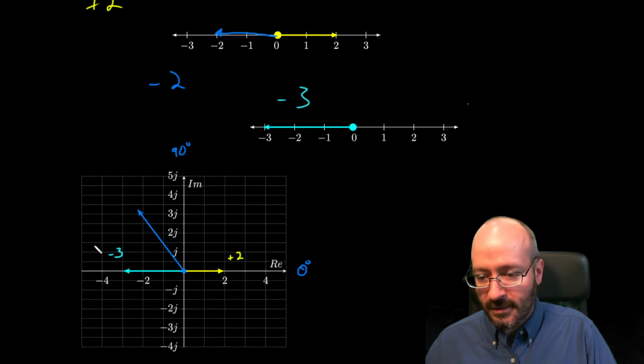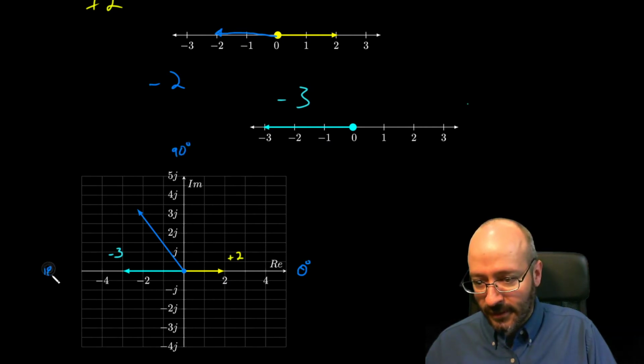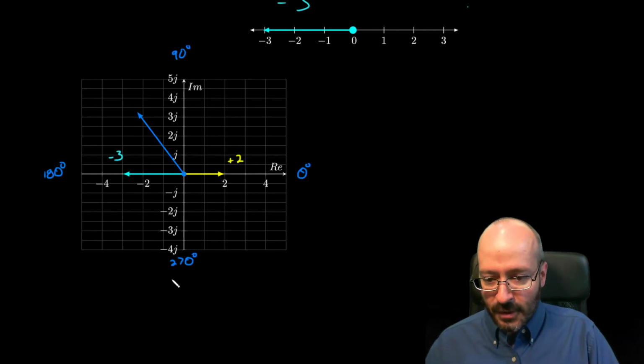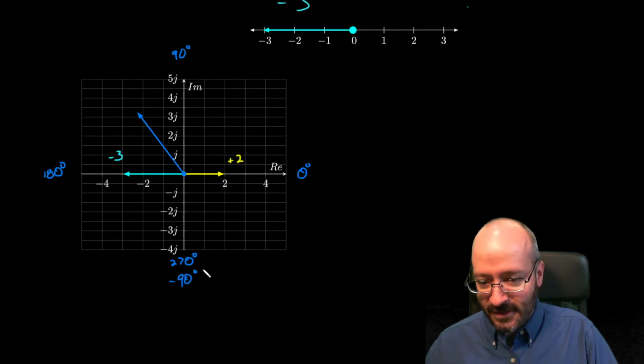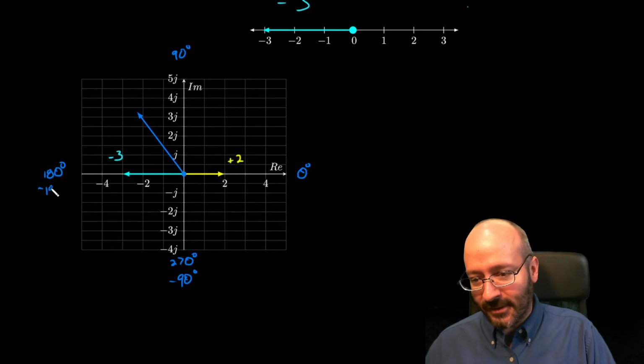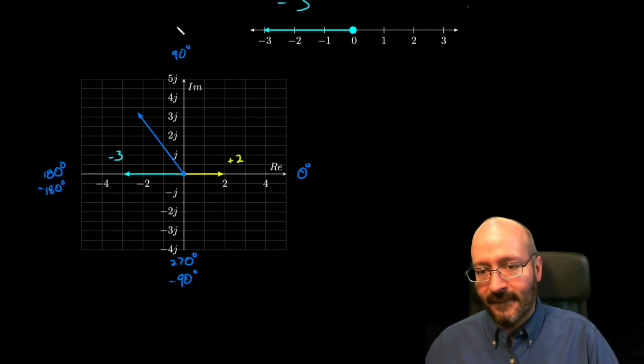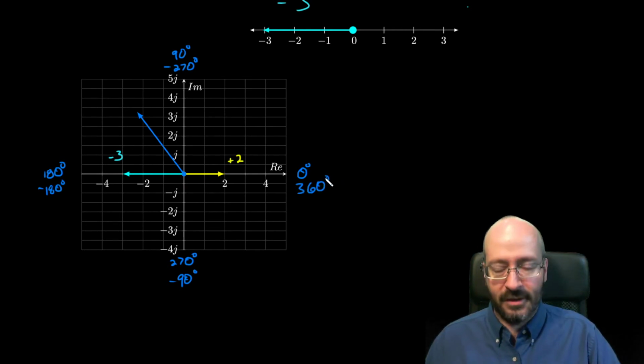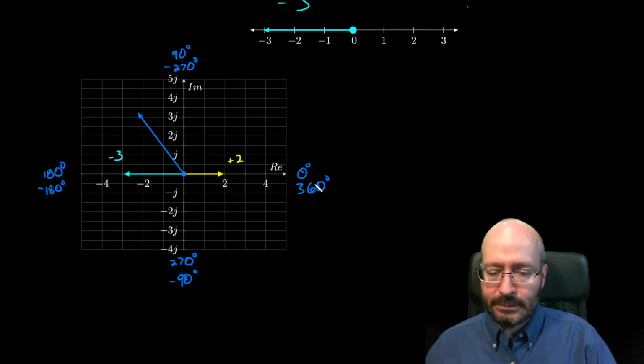90 degrees, 180 degrees, and 270 degrees. Although, let me scroll up a skosh here. We can also talk about this as negative 90 degrees, negative 180 degrees, negative 270 degrees, and this one over here is also 360 degrees. It starts to wrap around.